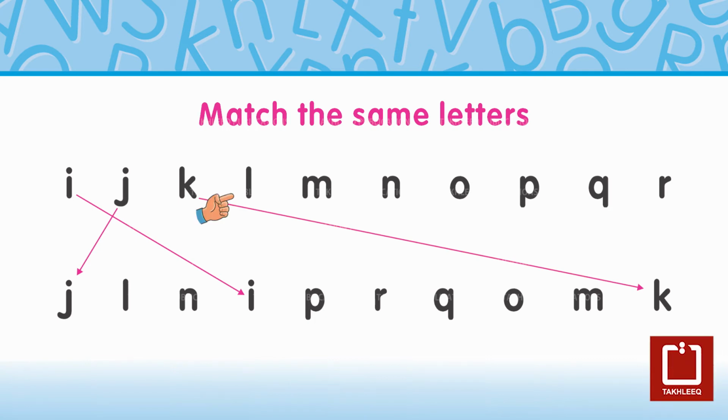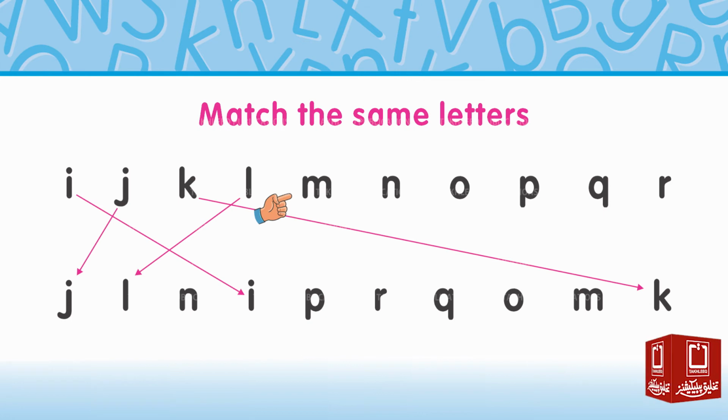This is small letter L. Now we search small letter L in the second row. J, L. Yes, this is small letter L. So we match both small letters L.